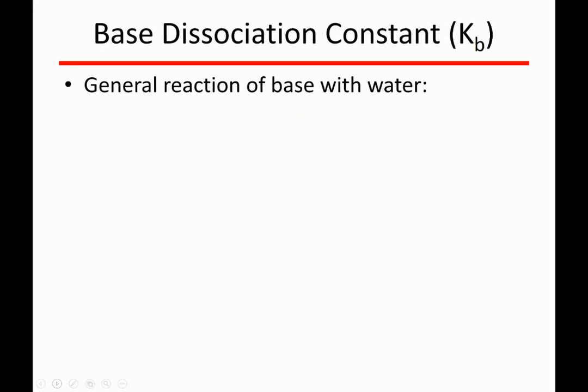We can generalize this even further and look at what the general reaction of any base would be with water. So for any general base B reacting with water, they'll react at equilibrium because we'll say that both are weak, right? The base is a weak base and water is a weak acid. And what you're going to go on to produce will be BH plus when the base gains a proton. And when the water gives up a proton, you'll be left with the hydroxide ion.